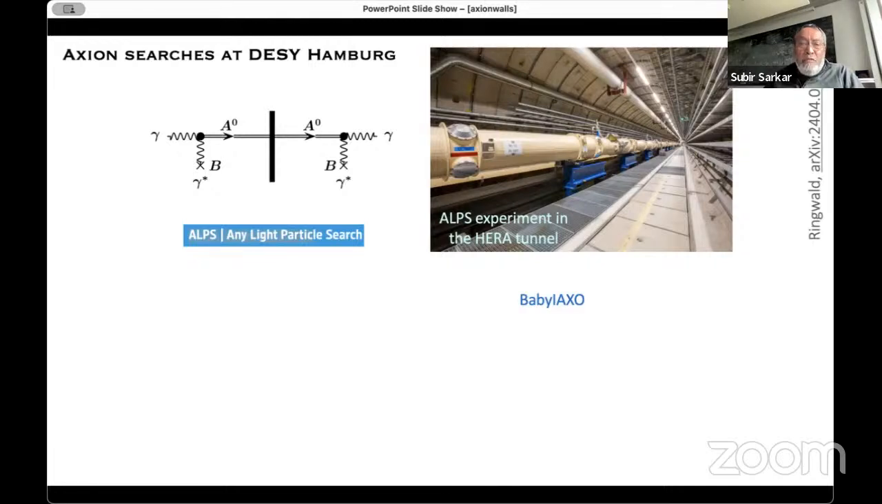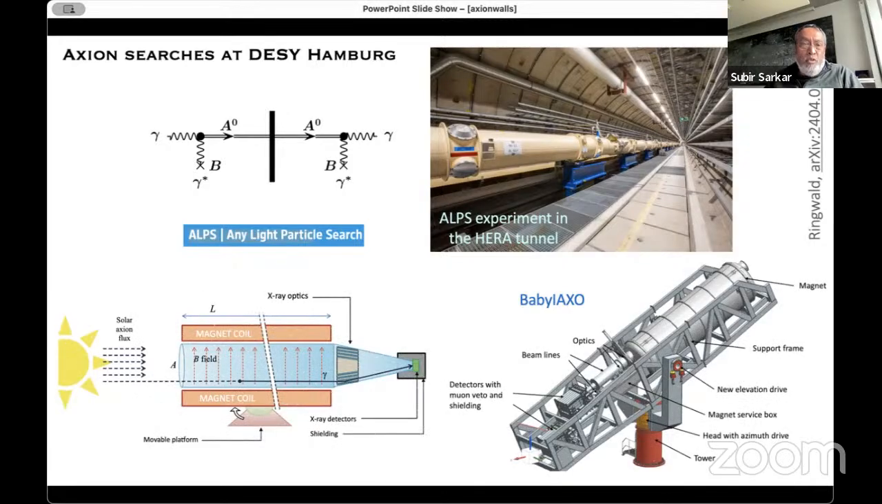Here is a picture from Ringwald's review of the experiments that are currently going on at DESY in Hamburg, who have taken this quite seriously. Baby IAXO is not yet constructed, but the ALPS experiment is now being installed in the HERA tunnel. Earlier, they had done a Pathfinder. So they are actually going to be exploring some of this parameter space.